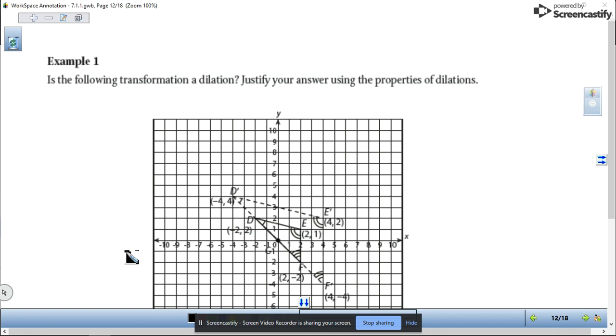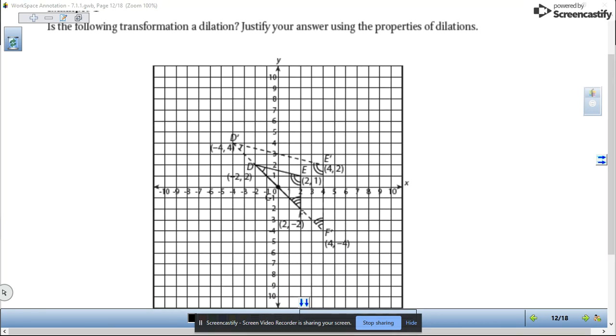Okay, so the next thing we need to do for here, for example, is we're trying to prove that this is a dilation. And if so, we need to identify what that dilation was, which means identifying the scale factor, which we'll call K. All right, so first thing we want to do is verify a few things.